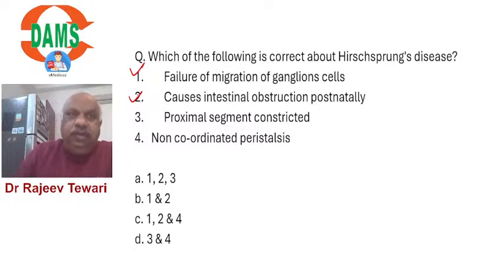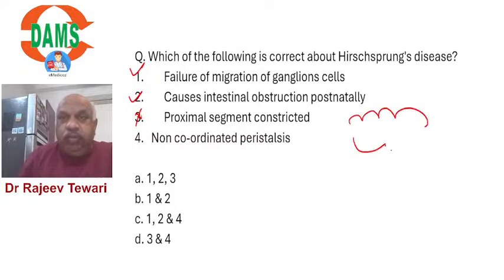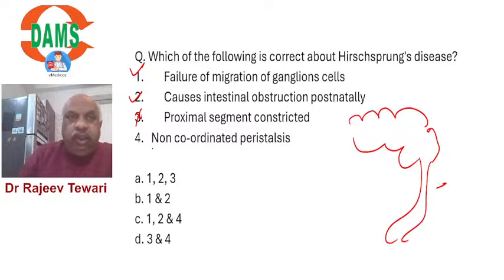Yes, that's correct. The main presentation of Hirschsprung is delayed passage of meconium or inability to pass meconium. Proximal segment is not constricted; the proximal segment is dilated due to back pressure. The distal segment is constricted, which is aganglionic, and non-coordinated peristalsis is right. So 1, 2, 4 are right. 3 is wrong.